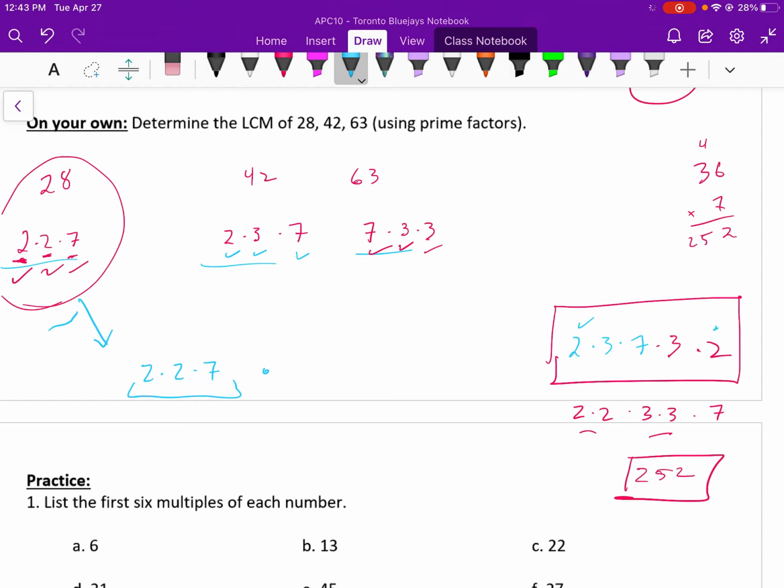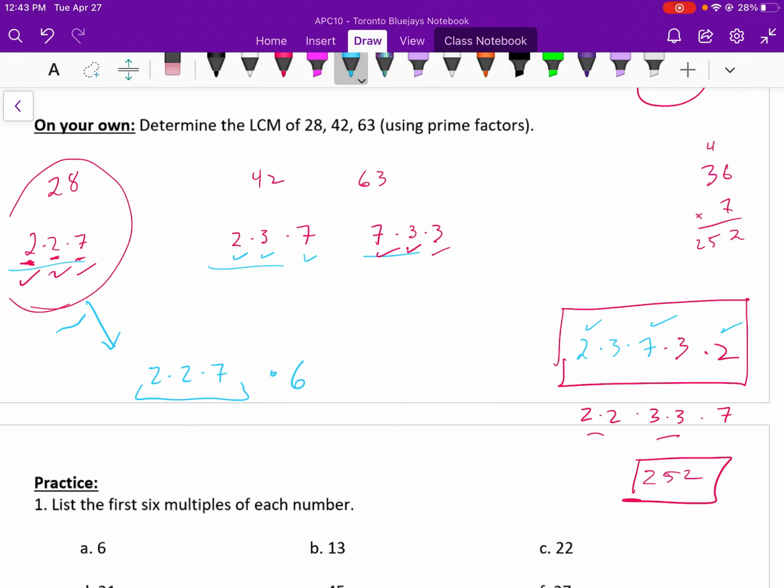Yeah. Now, I just put check marks above everything that is a factor of 28, or everything that's a prime factor of 28. And what am I missing? 6, right? I believe 6? Nope, incorrect. I'm missing the 3 and the 3. So that's 9. Did you know that 28 times 9 is 252? Anyways, I think that's a nice connection.